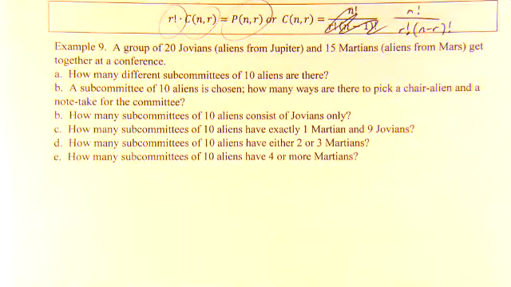Okay, so the formulas aren't super important because your calculator, computer, whatever you're using can do that for you. So Jovians are aliens from Jupiter. Martians are aliens from Mars. They get together at a conference. There's 35 total. How many different subcommittees of 10 aliens are there?